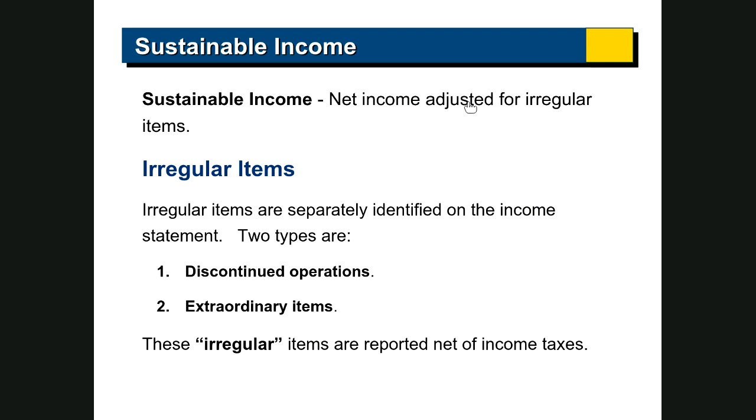And irregular items are put into 2 different categories. One is discontinued operations, and the other one is extraordinary items. And we're going to talk about both. What is discontinued operations and what is extraordinary items? These 2 are called irregular items. They are not your regular income in the business.